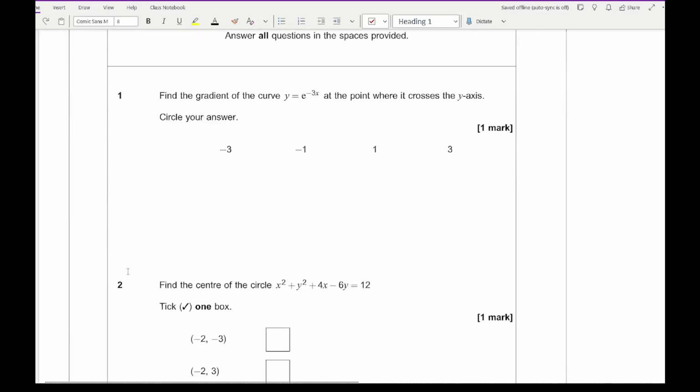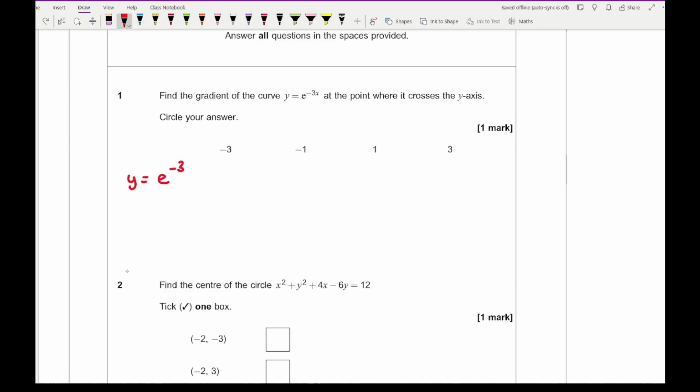So looking at question 1, it says find the gradient of the curve y equals e to the power of minus 3x at the point where it crosses the y-axis, and we just need to circle our answer. Now for this, if we write down what y is, so we've got y equals e to the minus 3x, then if we work out the dy/dx of this, here we differentiate our power, which gives me minus 3. And then we've got our original function, which is e to the minus 3x.